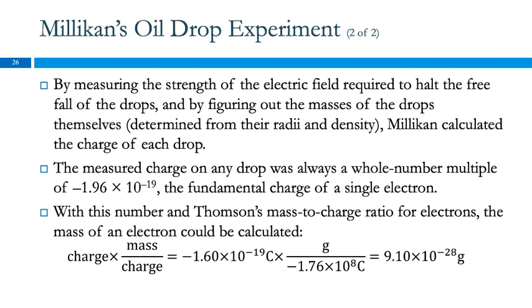Again, this is not a number we need to memorize, but the charge was minus 1.60 times 10 to the minus 19. That was the multiple, and so that was the charge. The unit is coulombs. And from Thomson's mass-to-charge ratio with the cathode ray tube, he could figure out that the mass of an electron was 9.1 times 10 to the minus 28th grams. Again, mind-bogglingly small, because atoms are too small to think about, and electrons are like 2,000 times smaller than atoms.